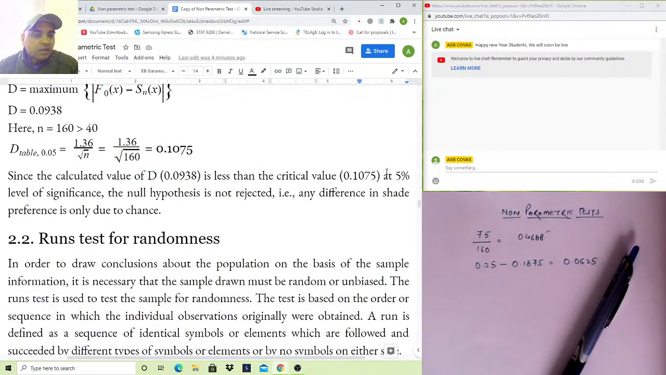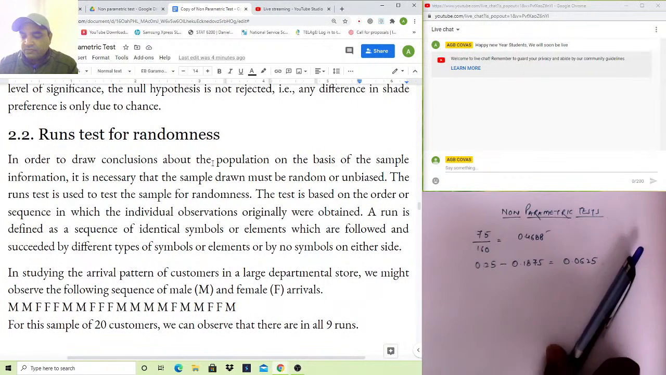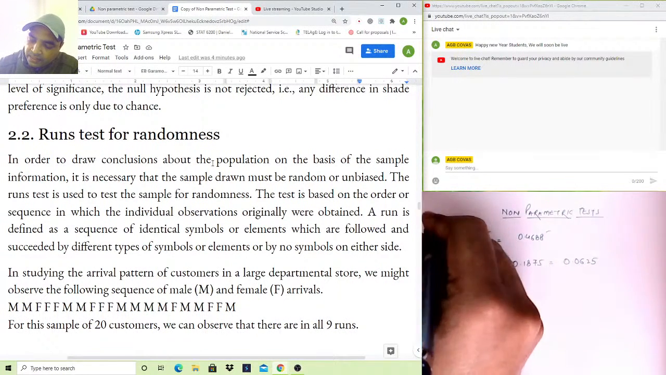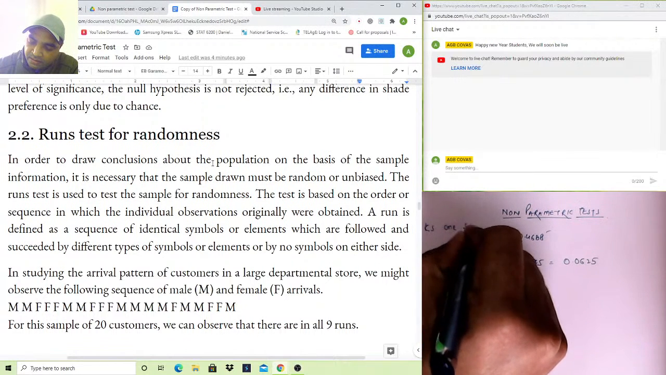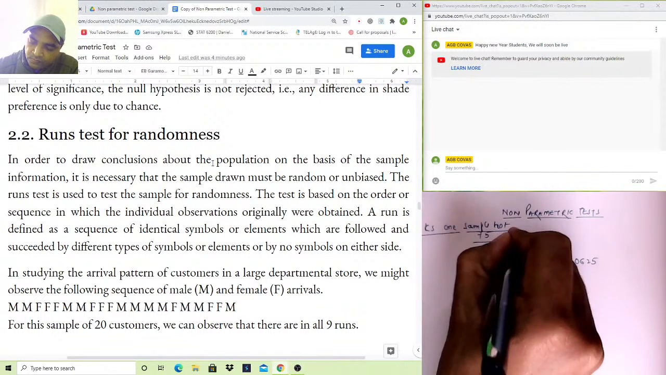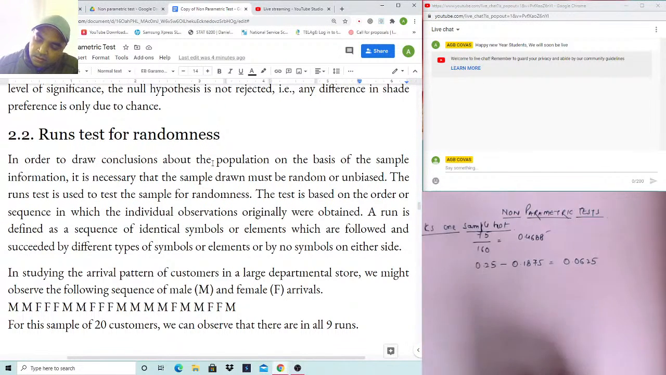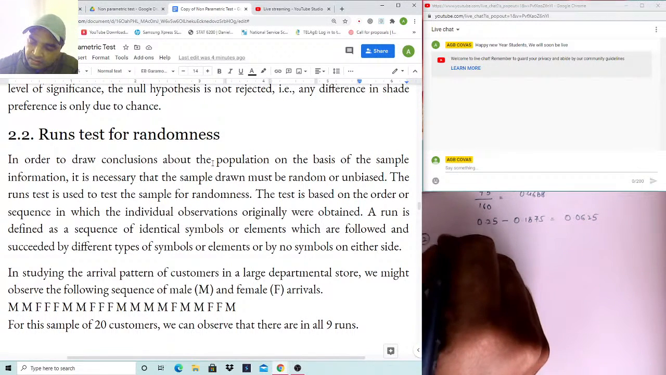Okay. Now we will be taking up the runs test for randomness. So that completes our KS one sample test. Now we will be looking at the second test, and that is the runs test for randomness.